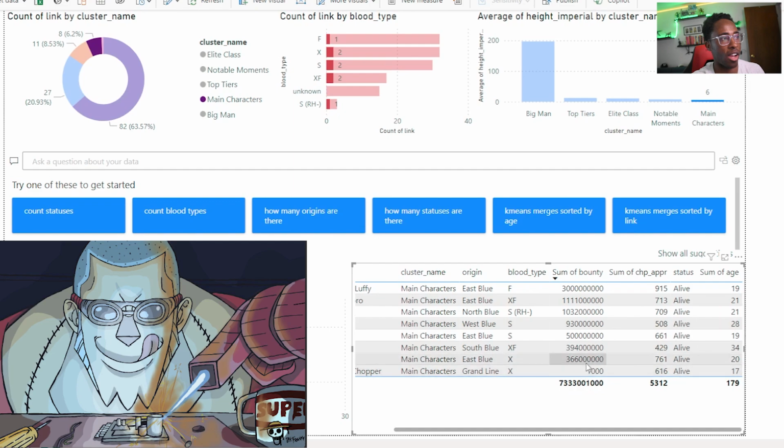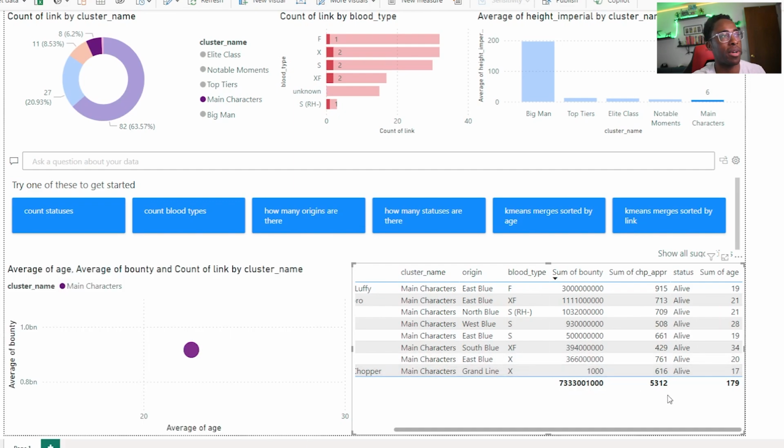Chopper being the only outlier in terms of his bounty, which is hilarious, but no other character comes close to 616 chapter appearances. So this is kind of like a very heavy weight for this group.